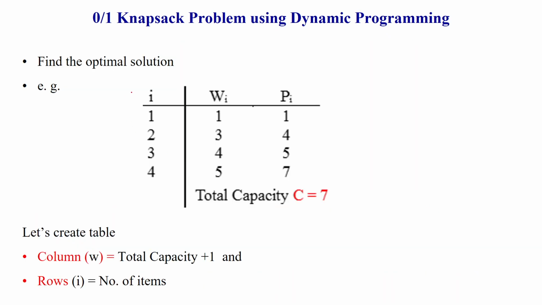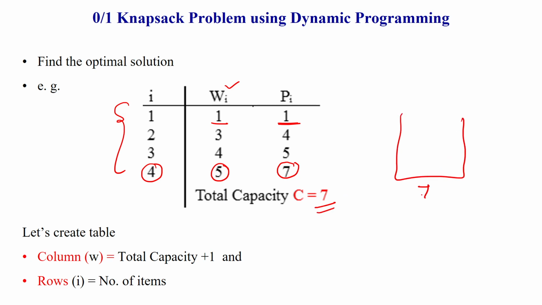So based upon that, here the problem is given with four items for his selection. Its corresponding weight is given as 1 unit of weight, and the price or profit value is 1. And the fourth item has the weight 5 units and the profit value 7. The total capacity of that bag is here 7 units.